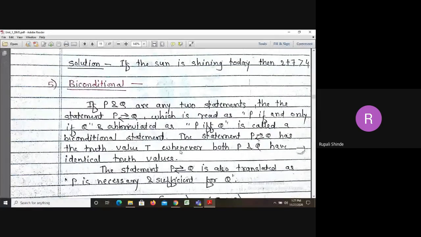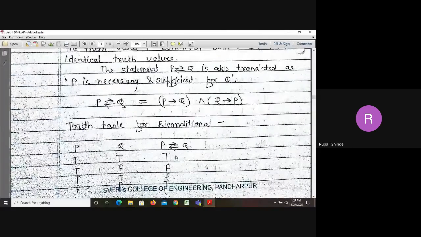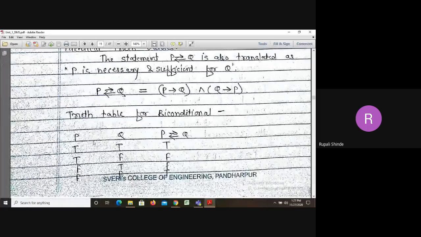So what is the meaning of identical truth values? If the values of P and Q are the same, TT or FF, then only its truth value is T. Otherwise, it is F. So that is reflected here in this truth table. P, Q, P biconditional Q. Now check here. T, T, T, F, F, T, because both P and Q are having identical truth values. And for the rest of the combinations, like TF, F, FT, F. So this is the truth table.